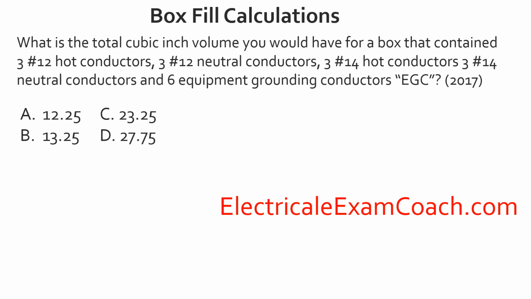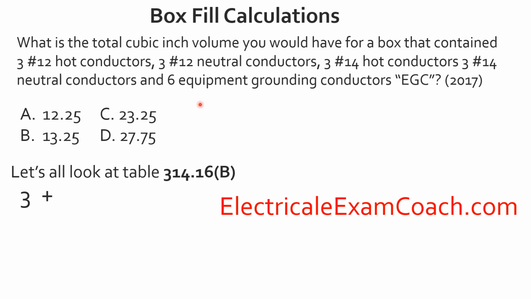Let's go ahead and do one more for the 2017. We have the total cubic inch volume, and we have 3 12 hots, 3 12 neutrals, 3 14 hots, 3 14 neutrals, and 6 equipment grounding conductors in the box. First, let's count our 12s, because that's what we're going to group all the equipment grounding conductors with, the largest conductor in the box.